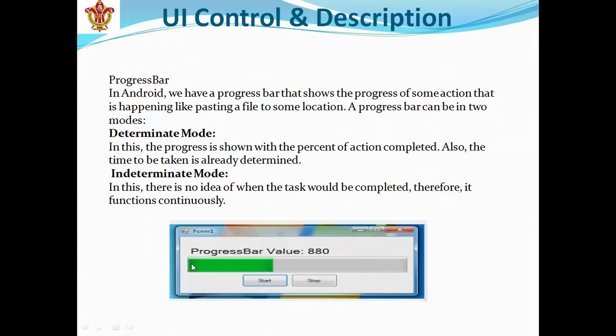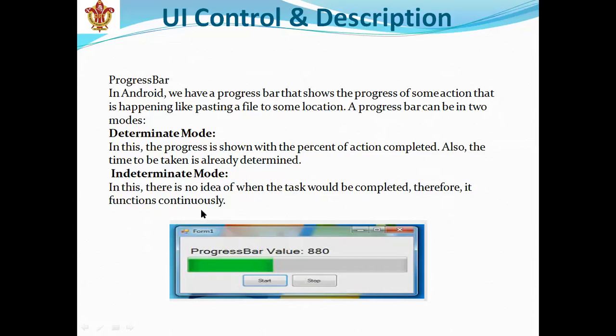And what is the progress bar? This rectangle, sorry, is called the bar. It shows the bar symbol. It has two types: determinate mode and indeterminate mode. By definition, in determinate mode the progress is shown with the percent of action completed. Also, the time to be taken is already determined. And in the indeterminate mode, there is no idea of when the task would be completed.